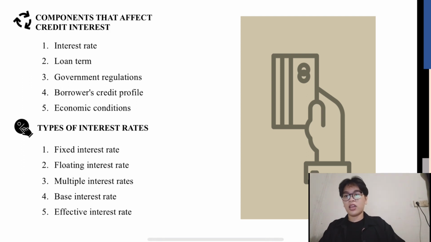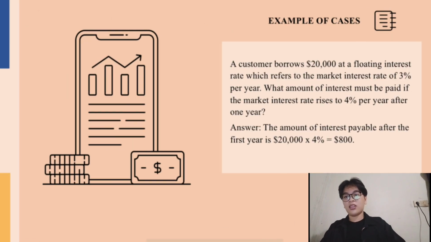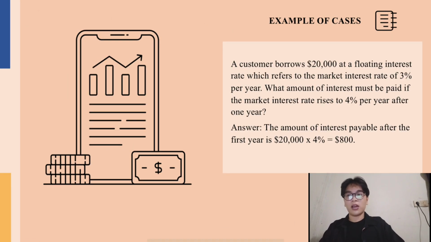And number three is a multiple interest rate. Number four is a base interest rate. And number five is the effective interest rate. That means the interest rate that includes all costs associated with the loan, such as administrative fees and other costs. And the last one is example questions about the interest rate.